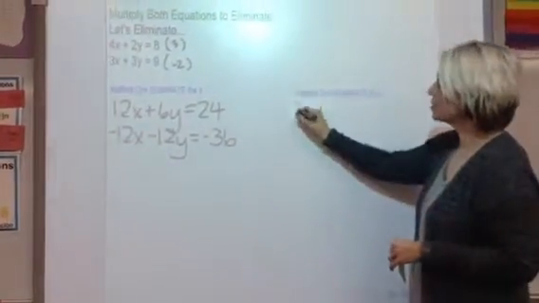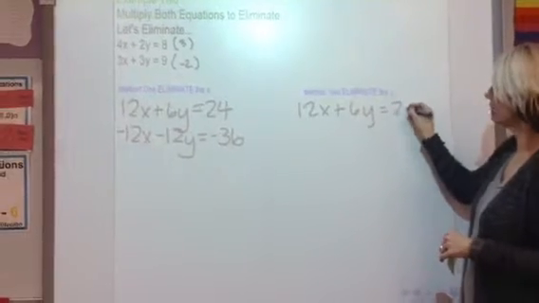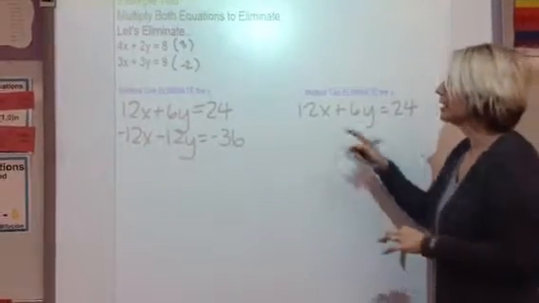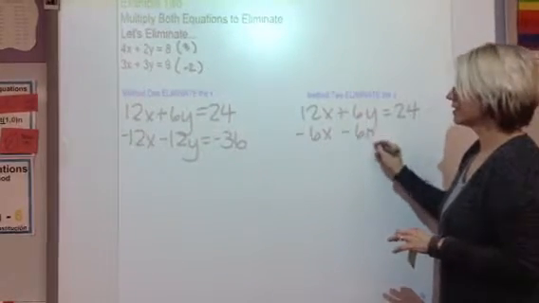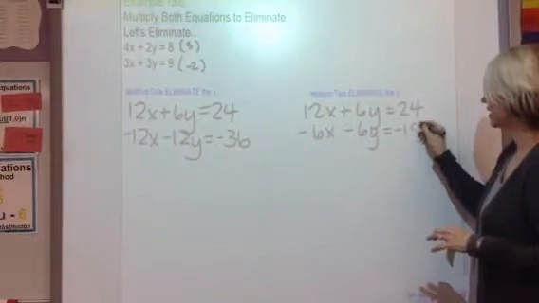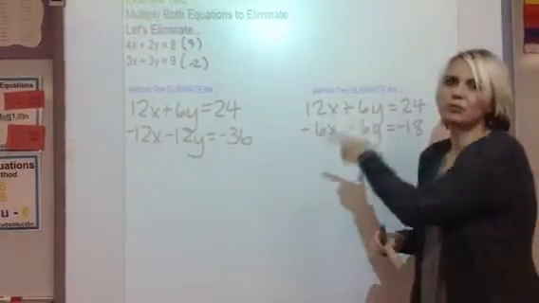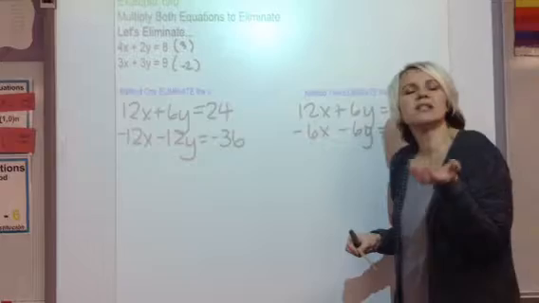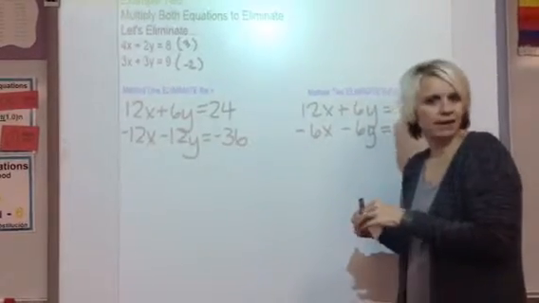So my top equation is going to be 12x plus 6y equals 24, multiplying each by 3. My bottom equation is going to be negative 6x minus 6y equals negative 18. And now, as you can see, I'll eliminate the y. Now, you don't have to do both of these. You can choose to just eliminate one variable, and then you can just substitute to find the other variable.